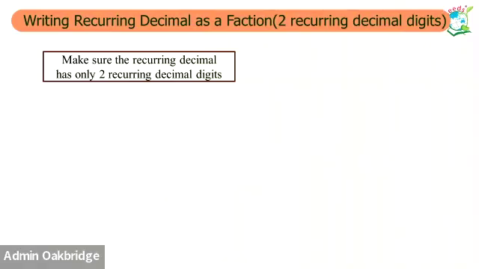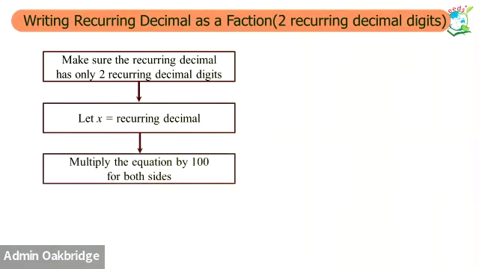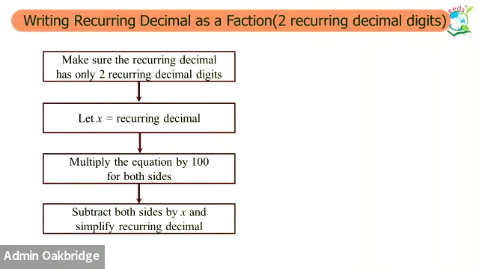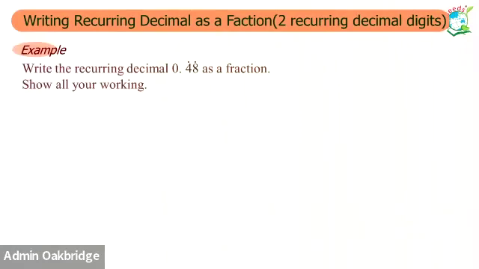Now, this is another case already. There are 2 recurring decimal digits, not 1. Make sure the recurring part has exactly 2 recurring decimal digits. Let x equal the recurring decimal. This time you're going to multiply the equation by 100, not 10 anymore. If there are 2 recurring decimal digits, you multiply the equation by 100 for both sides. Then you subtract both sides by x, always minus the equation by x. Then simplify the recurring decimal and solve for x. So let's see this one.